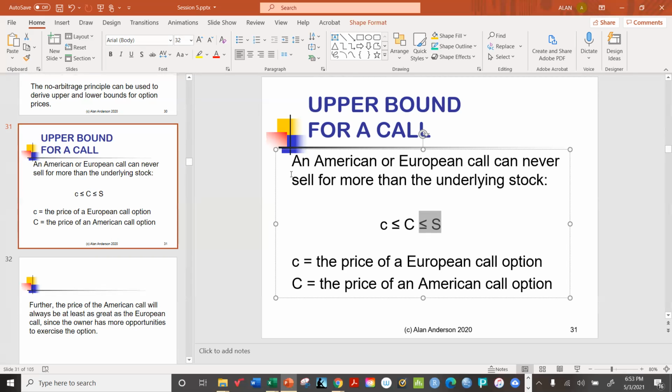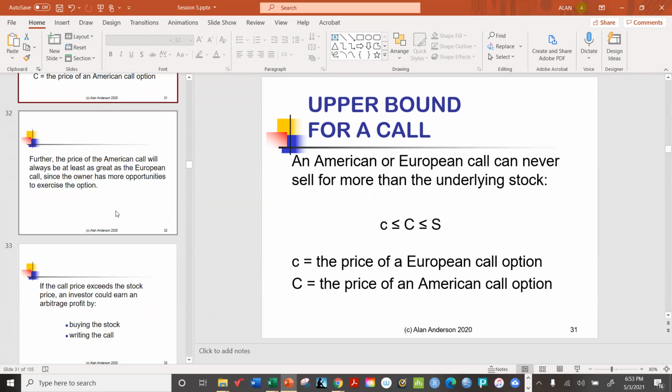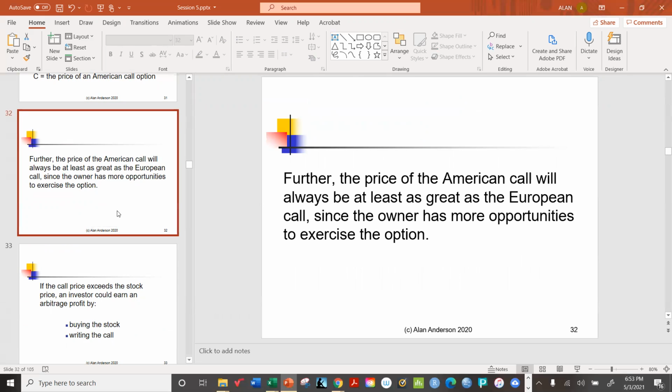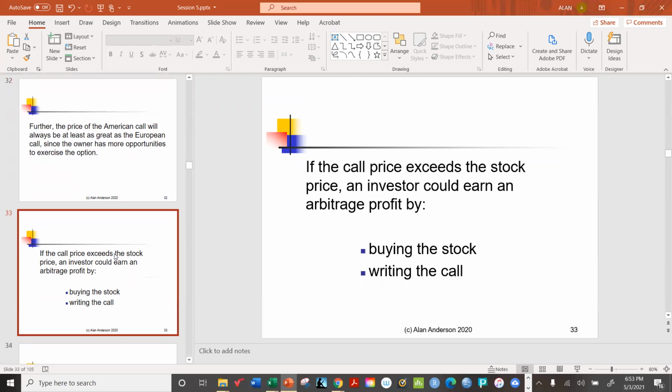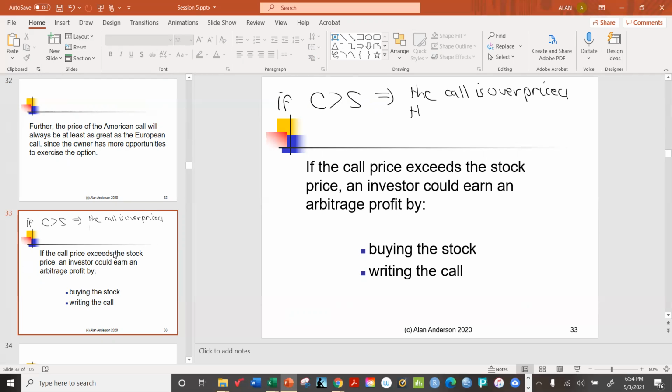So what happens in this case, what if the call price does in fact exceed the stock price? Okay, for some bizarre reason, this call price is seriously too high, then we know that the call is overpriced and the stock is underpriced.